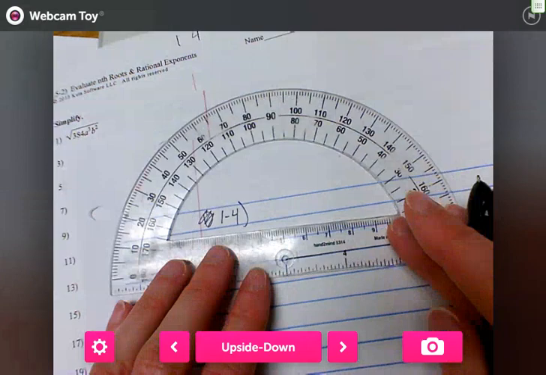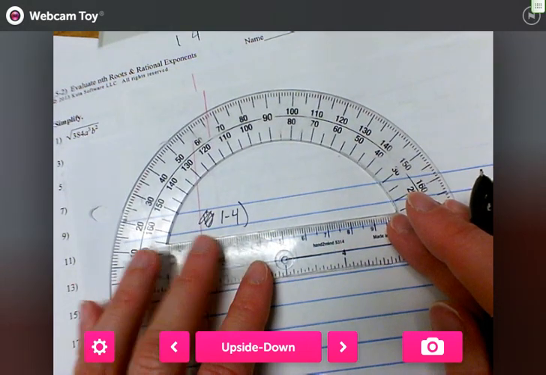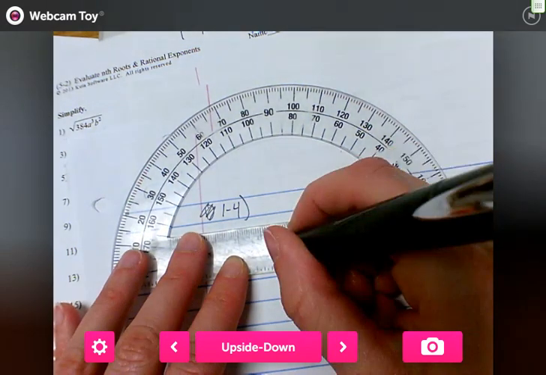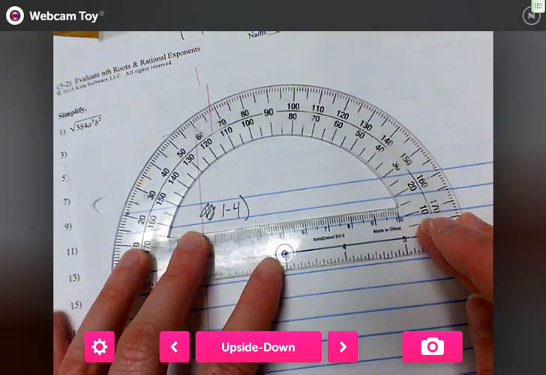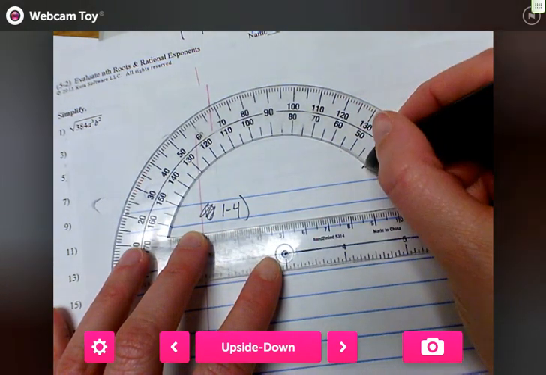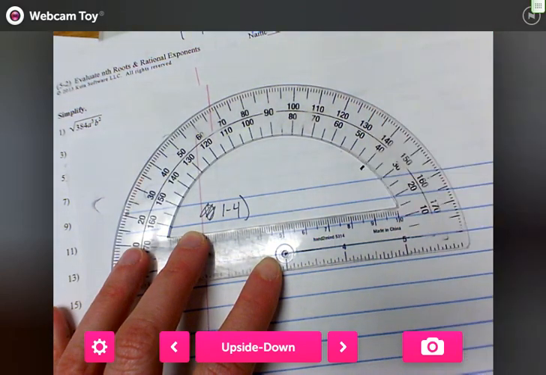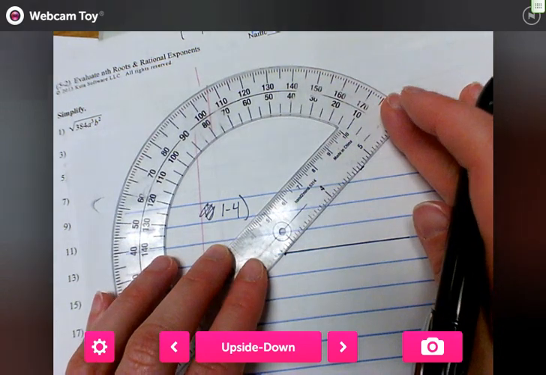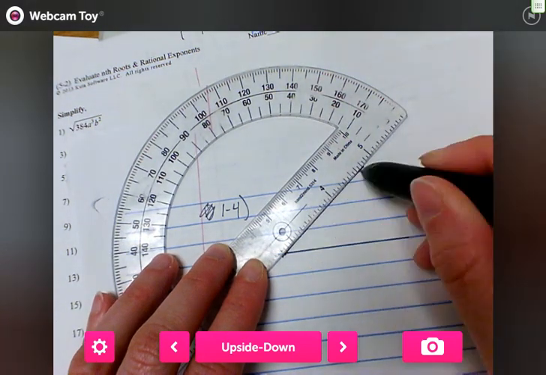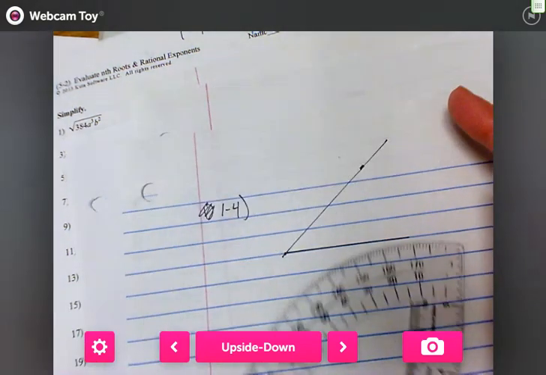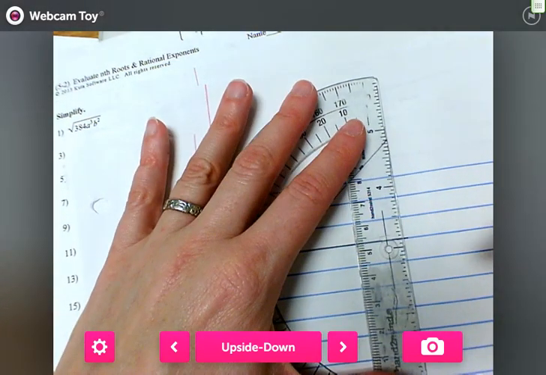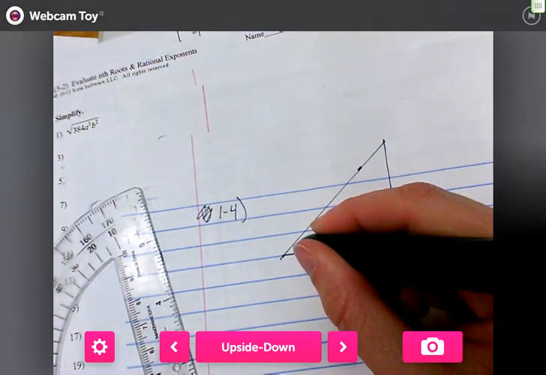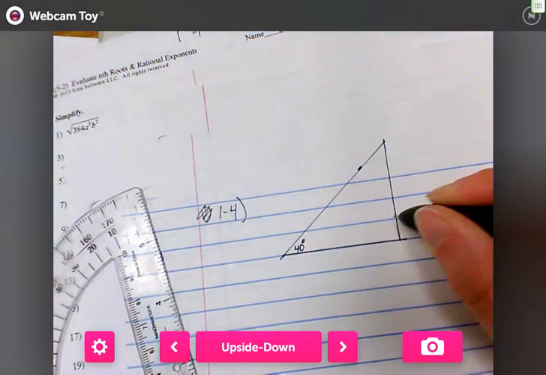And then I'm going to pick one side. I'm going to put the hole in my protractor at the very end of my segment, and I'm going to put a mark at 40 degrees. Okay? Then I'm going to connect that line, and then I'm going to draw straight down. So this is now 40 degrees, and this is now 90.